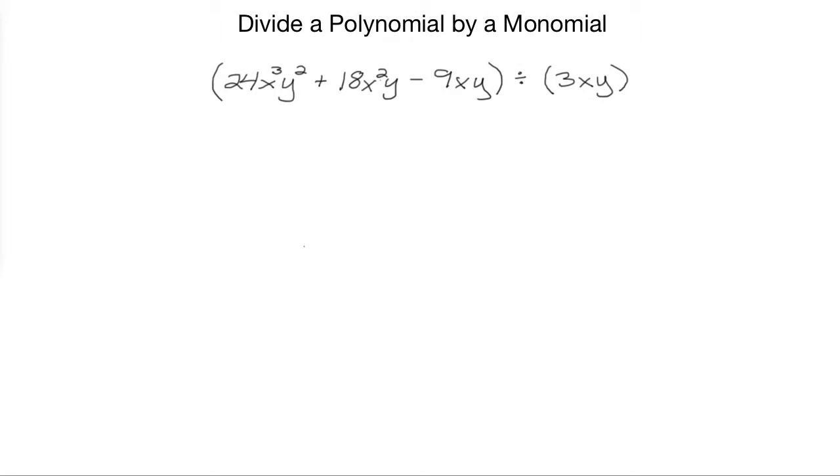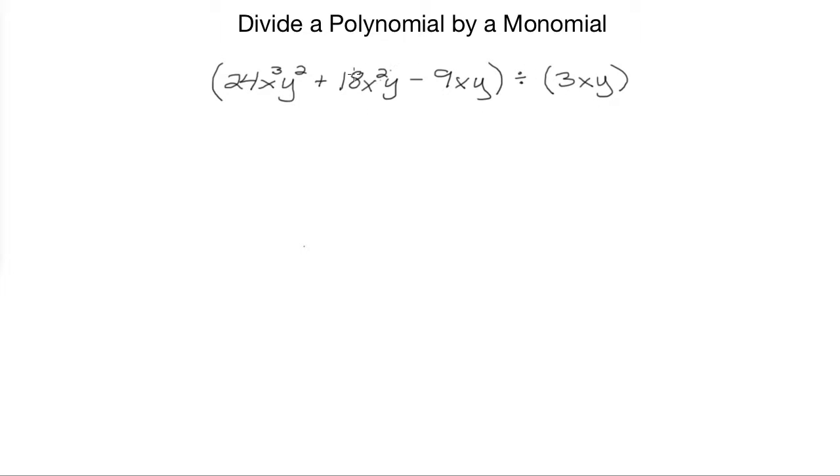Everyone, welcome to an algebra video tutorial learning about polynomial division. In this case, we're going to take a polynomial and learn how to divide it by a monomial. So what I've got here, we've got 24x^3y^2 + 18x^2y - 9xy. So it's a trinomial, it's got three terms. And we're going to divide it by this monomial over here, 3xy.